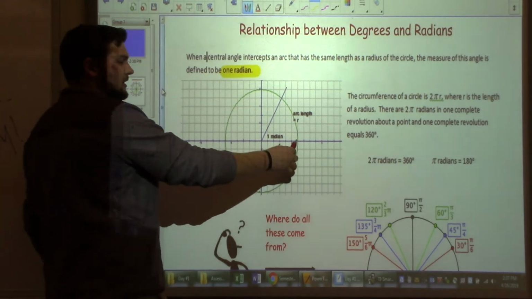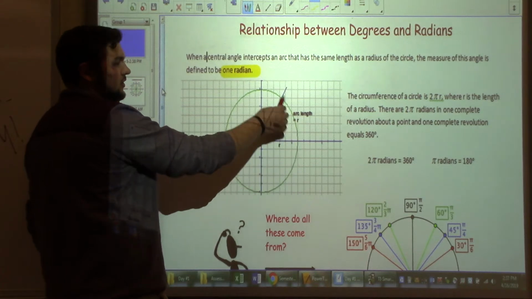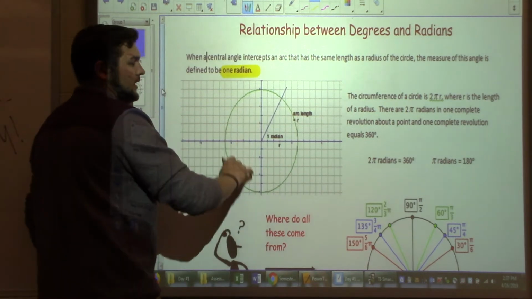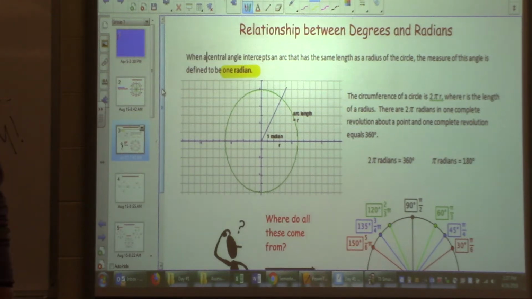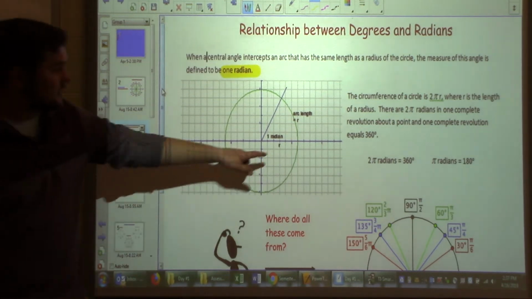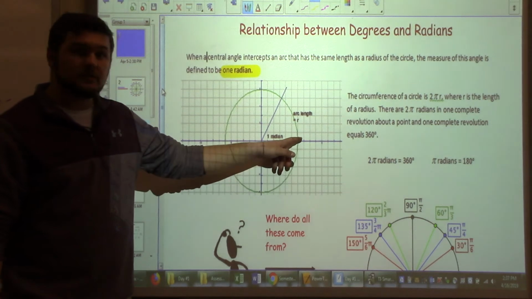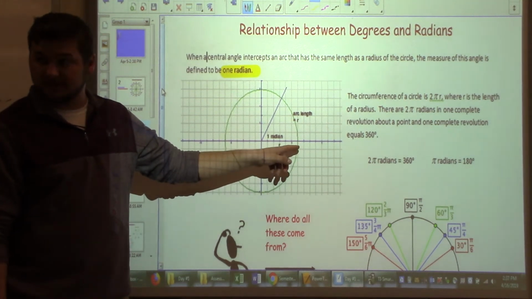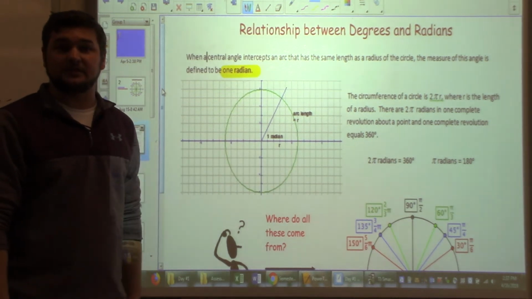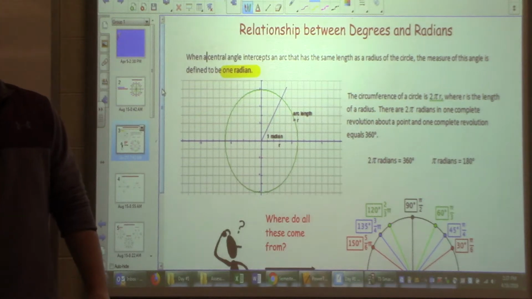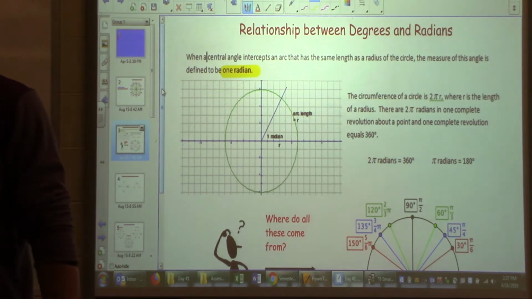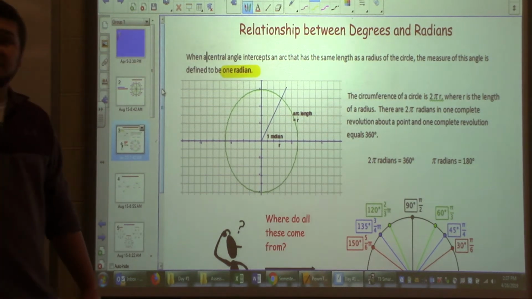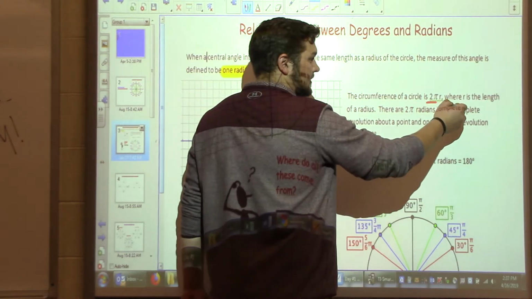Now, if we're talking about arc length, and I'm trying to measure this whole thing, all the way around, in radians. What is all the way around the circle called? The circumference. How do you find the circumference of a circle? Does anyone remember the formula for the circumference of a circle? Pi times diameter, or 2 times pi r.